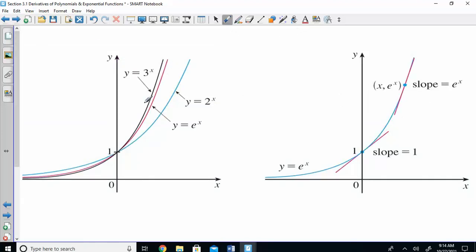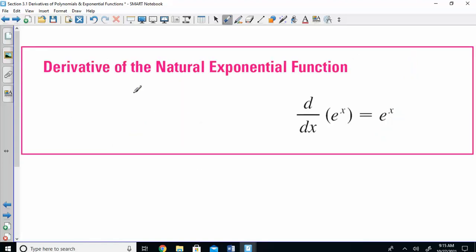I just put a couple graphs just to remind you kind of what these things look like. They have a horizontal tangent line at 0. They always go through the point (0, 1) because anything to the 0 power equals 1. So those are a few of them. E to the x is special because when x is 0, the slope of the tangent line is 1. That's what that previous graph or previous box was saying.